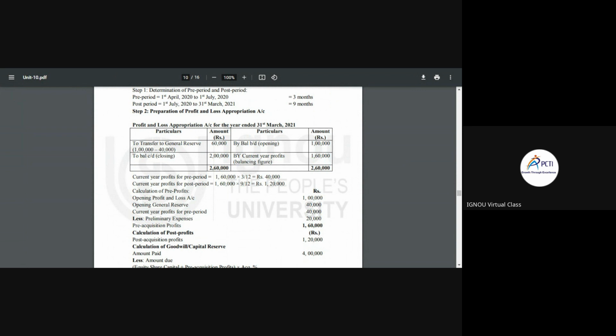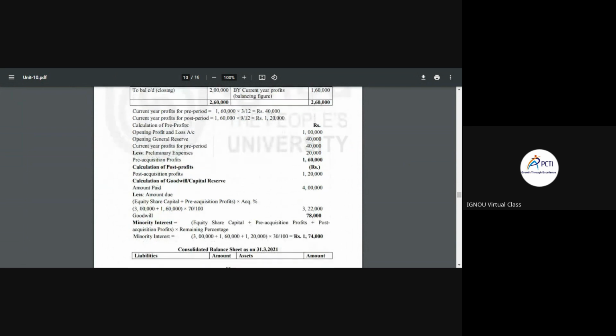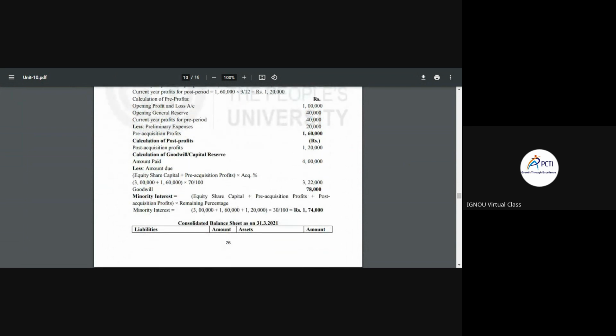So the current year profit for the pre-period, for 3 months, will be 40,000, and for the post-period, for 9 months, is equal to 1,20,000. So how can we calculate the pre-profit? First of all, we take the opening P&L 1 lakh, and general reserve opening 40,000. Then we have the current year profit for the pre-period, that will be 40,000. Then we deduct preliminary expenses 20,000. Then we have the pre-acquisition profits, that will be 1,60,000.